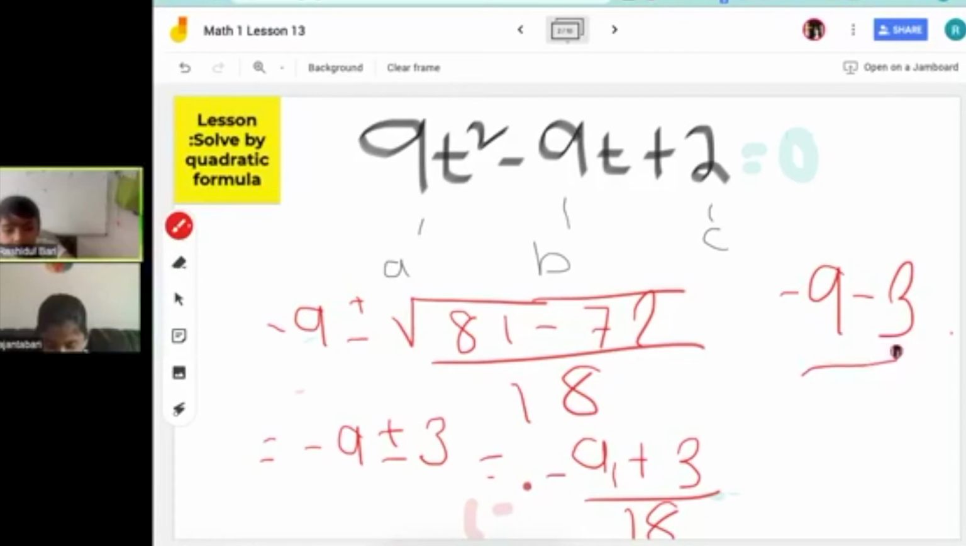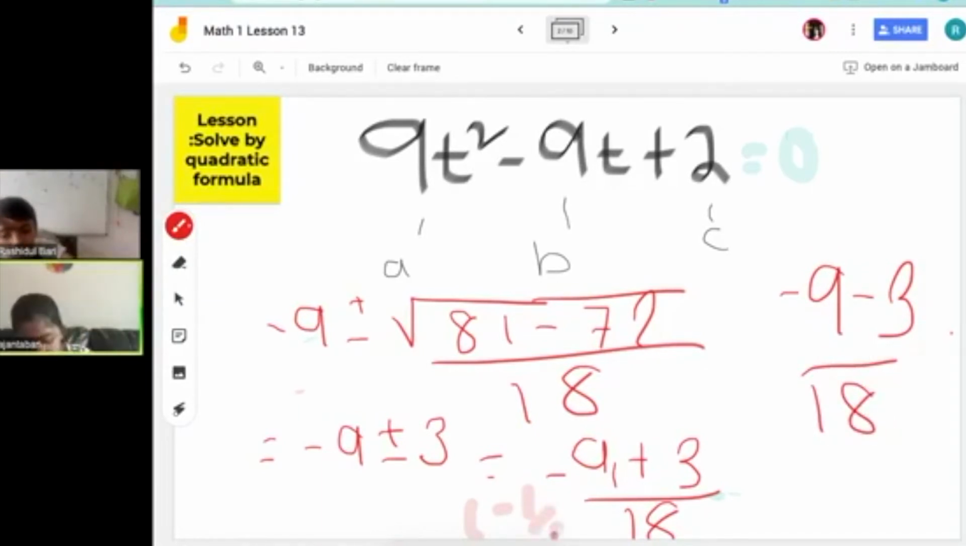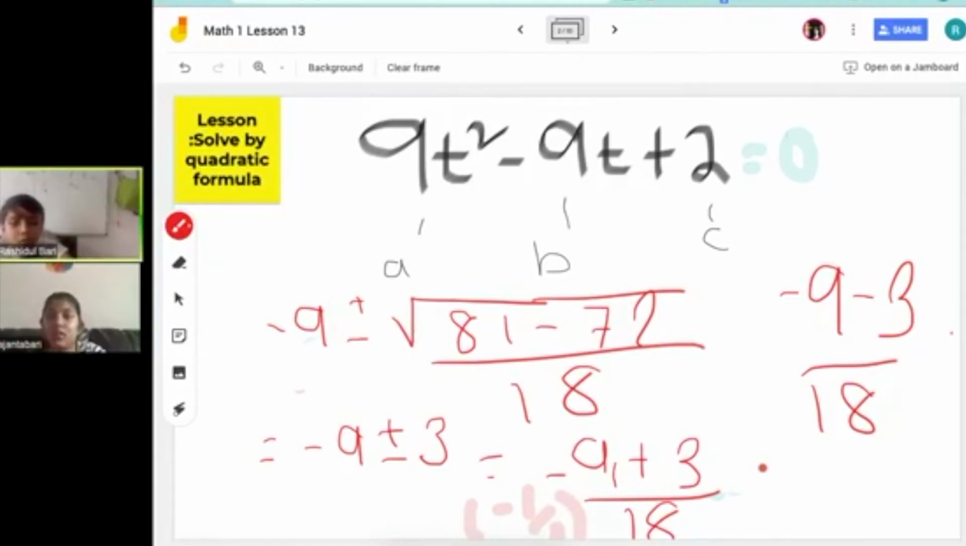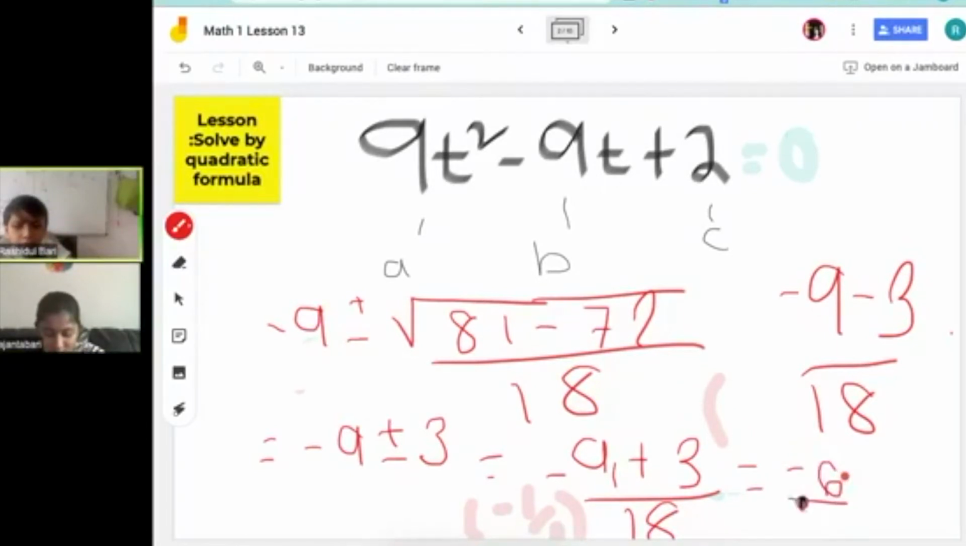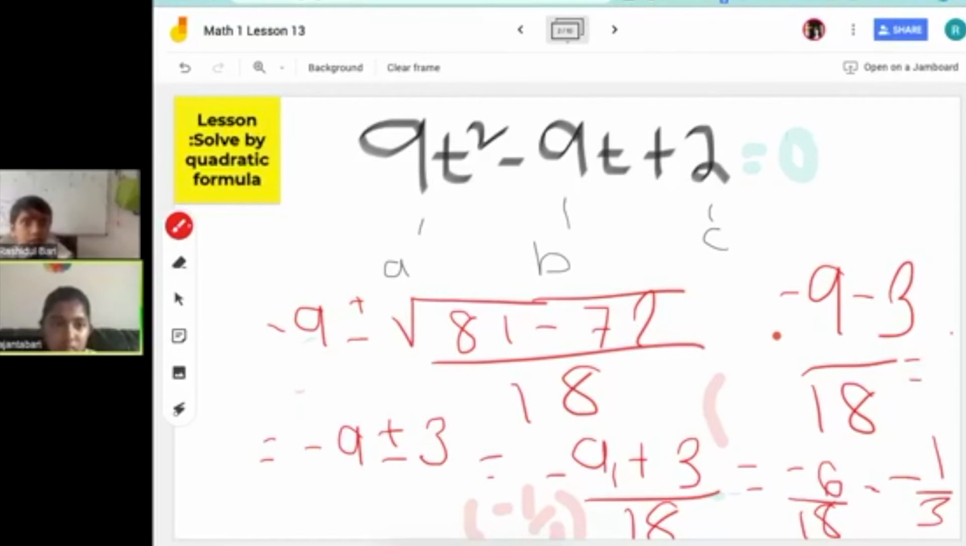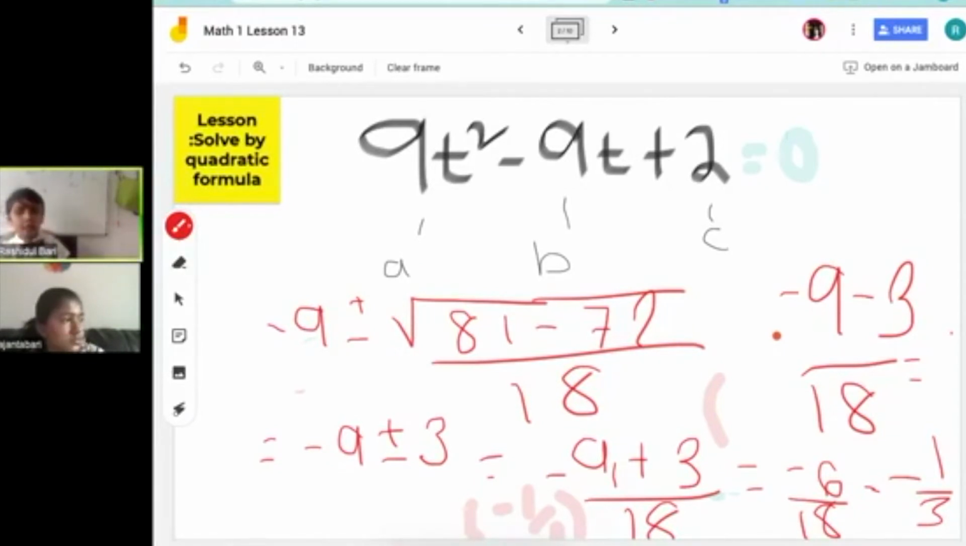Negative 9 minus 3 over 18. So negative 9 plus 3 over 18 is negative 1 over 3. No, it's negative 6. Negative 6 over 18 is negative 1 over 3. Factor both sides out by 6. Yes. Then negative 2/3. That would be negative 2/3.